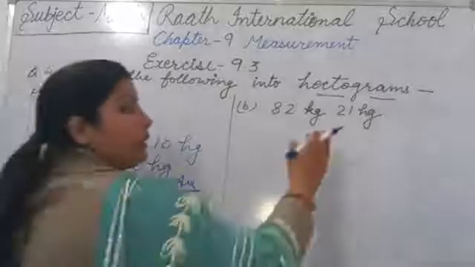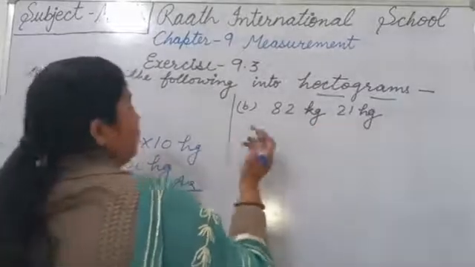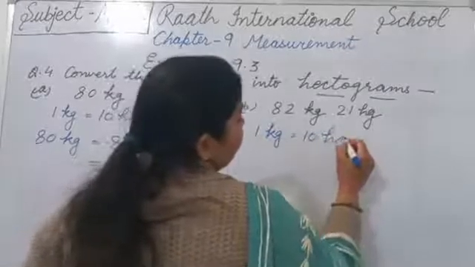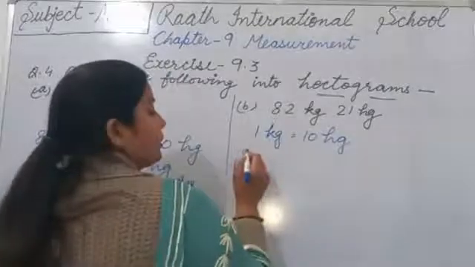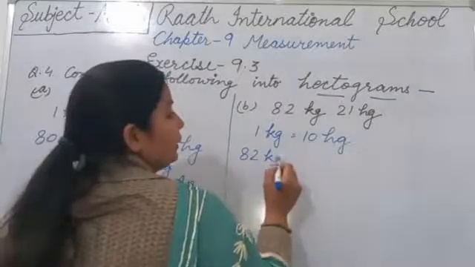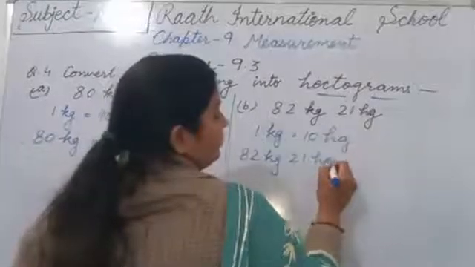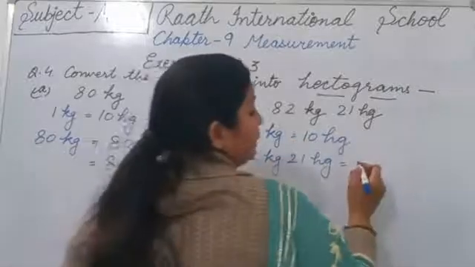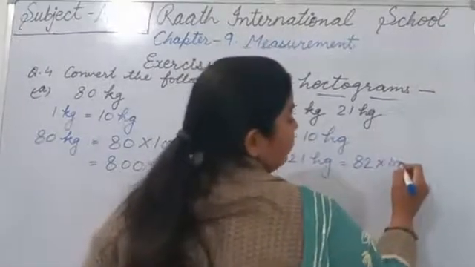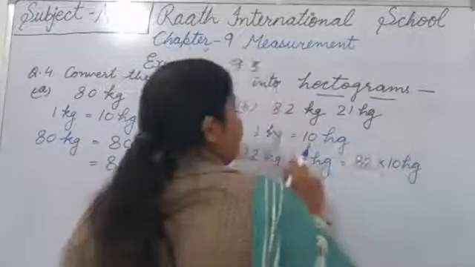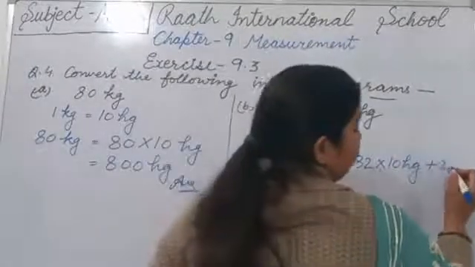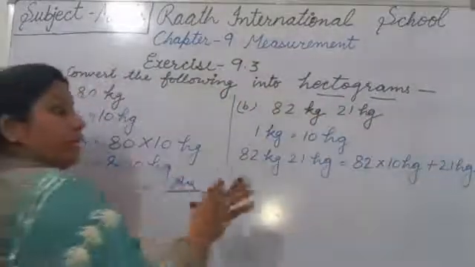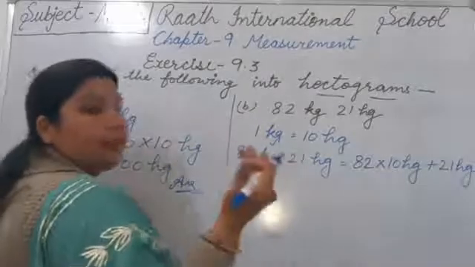Okay. Now it's the B part. 82 kg, 21 hectogram. As we know, 1 kg equals 10 hectogram. So 82 kg, 82 multiplied by 10. Now it's become hectogram. Plus 21, already hectogram, which is already a converted unit that we have to add. Here 21 is already converted, so that we will add.